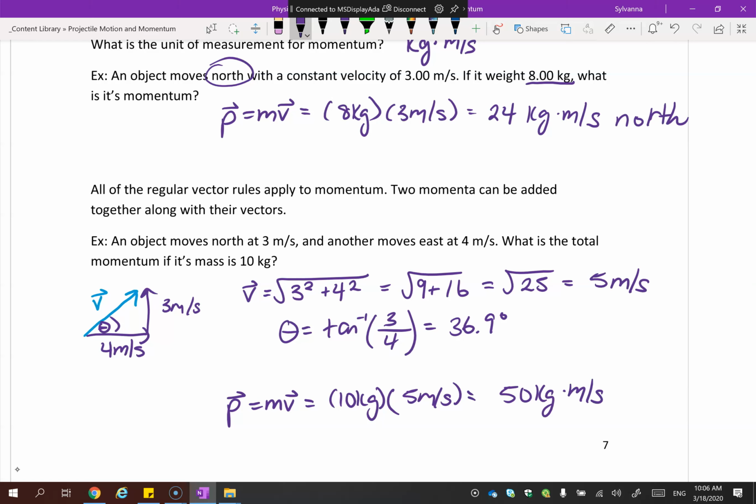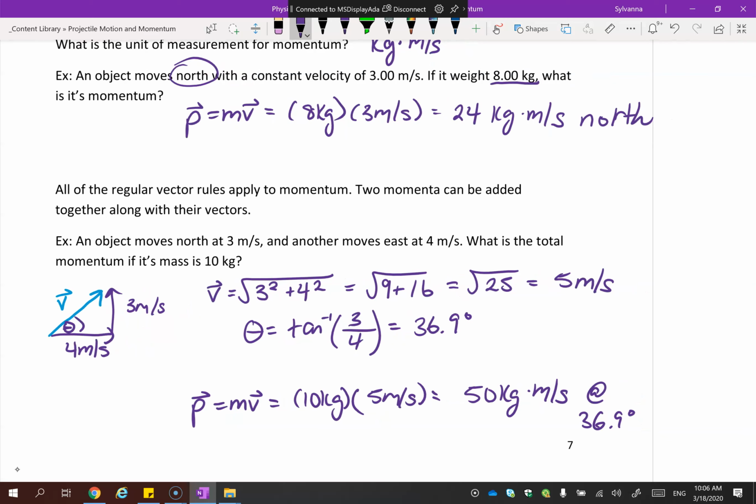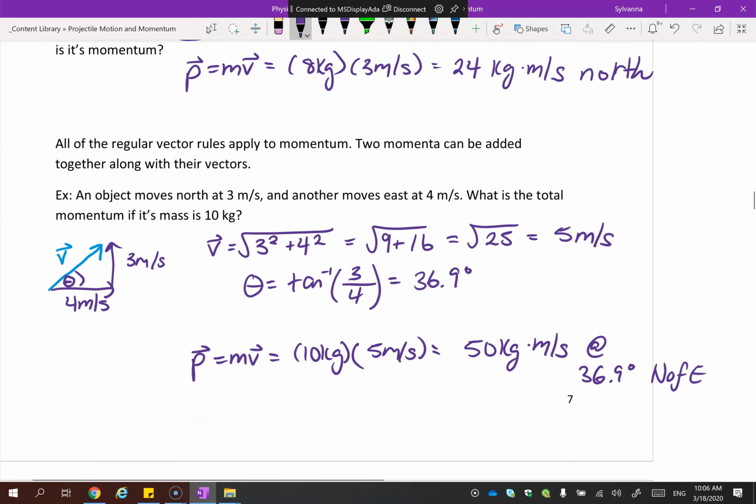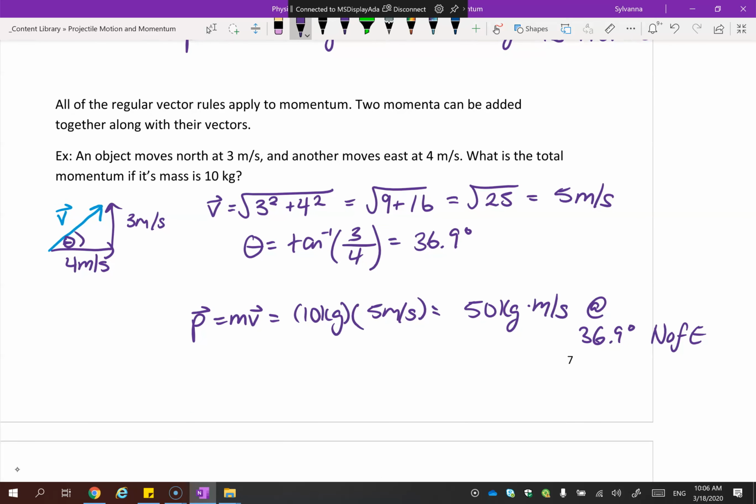Remember, it's a vector, so we do need to add the direction. It's at 36.9 degrees. Because of how it's placed, we're going to have 36.9 degrees north of east. It's okay to represent your direction as east of north, but you do have to calculate the new angle, which would be 90 minus 36.9.